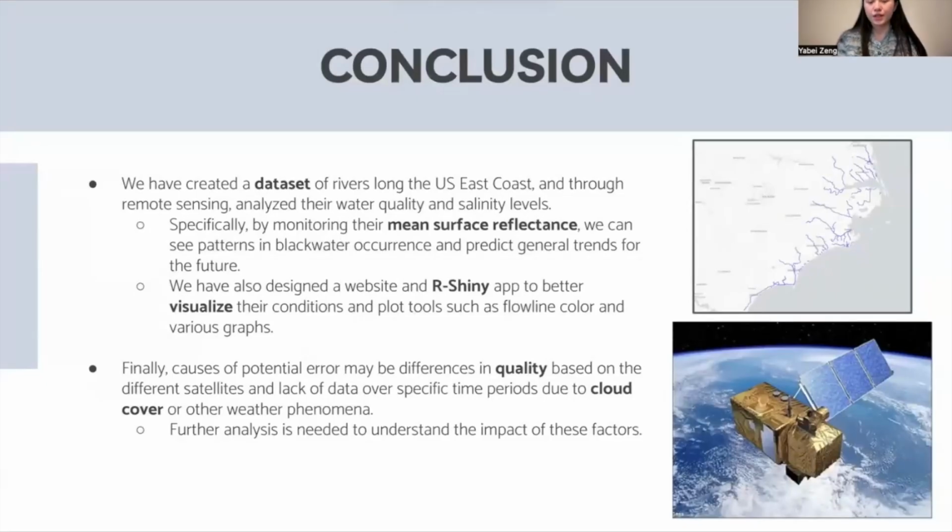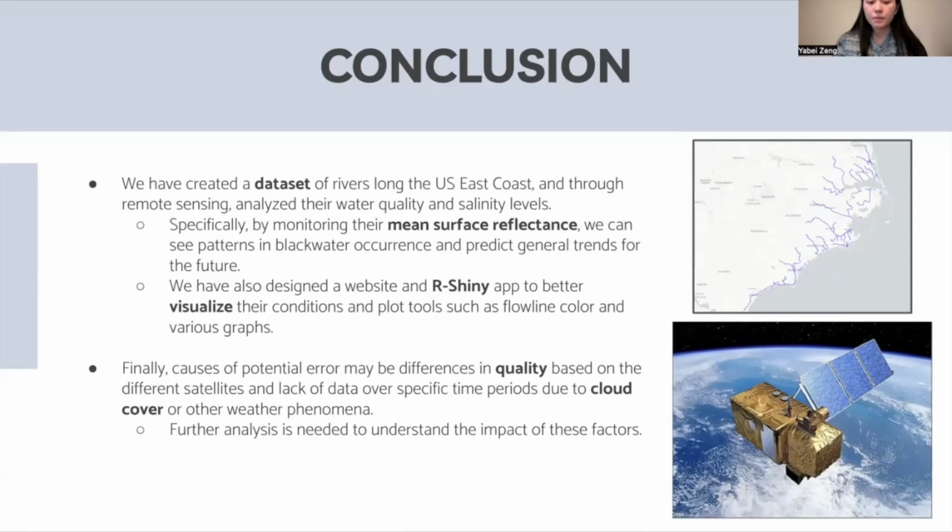So in conclusion, we have created a dataset of the rivers along the US coast, and through remote sensing, we're able to analyze their water quality and salinity levels. First, by monitoring their mean surface reflectance, we can see the patterns in blackwater occurrence and predict the general trends for the future. Second, we have also designed a website and our Shiny app to better visualize river conditions, and we also use plot tools such as false-color images and various graphs.